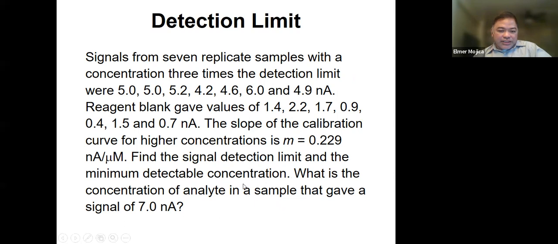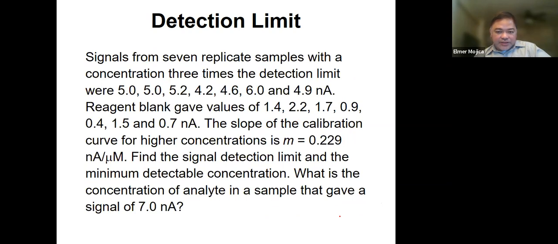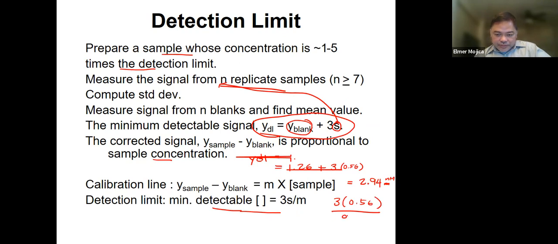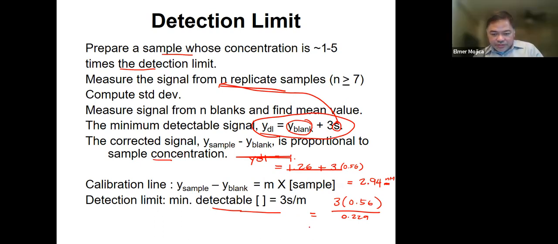How about the minimum detectable concentration? So where do we get that? We get it from here. Okay, so here, what do we do? 3 times 0.56 divided by the given thing there, 0.229. So ano sagot niyo dyan? 7.34 po. Okay, so we have 7.34.